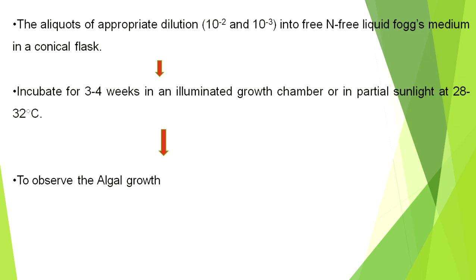Inoculate the liquids of appropriate dilution, 10 to the power of 2 and 10 to the power of 3, into nitrogen-free liquid Fogg's medium in a conical flask. Incubate for 3 to 4 weeks in an illuminated growth chamber or in partial sunlight at 28 to 32 degrees Celsius to observe the algal growth.